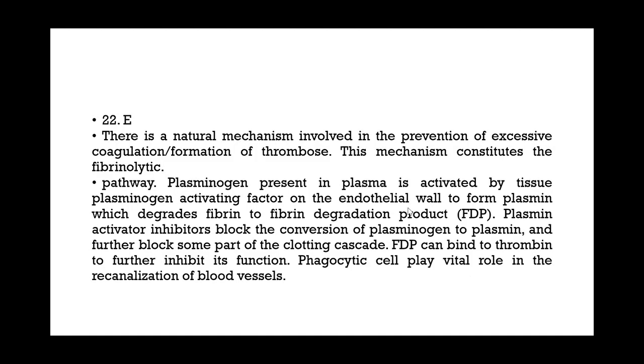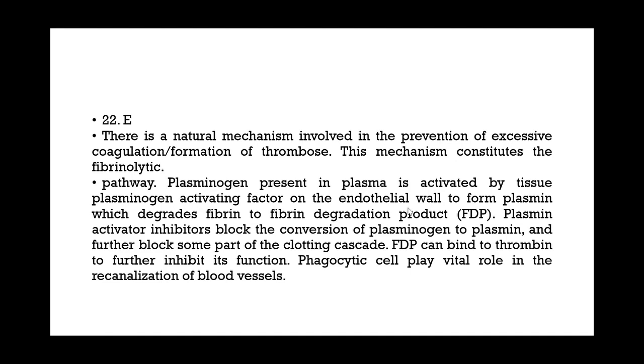There is a natural mechanism involved in the prevention of excessive coagulation formation or formation of thrombosis. This mechanism constitutes the fibrinolytic pathway. Fibrinolysis is what forms the balance. It prevents excessive clot formation. Plasminogen present in the plasma is activated by tissue plasminogen activating factor on the endothelial wall to form plasmin, which degrades fibrin to fibrin degradation product.